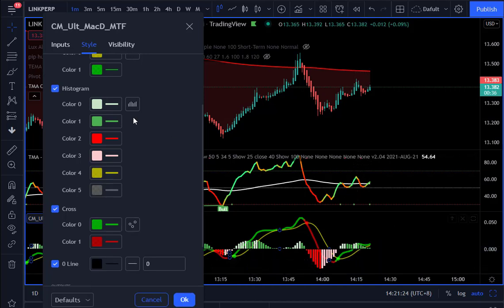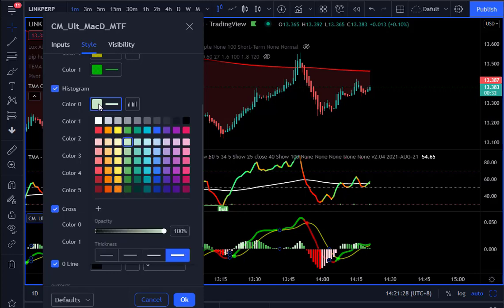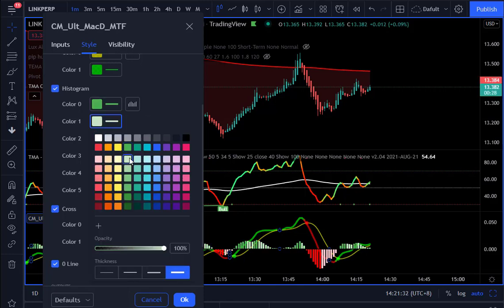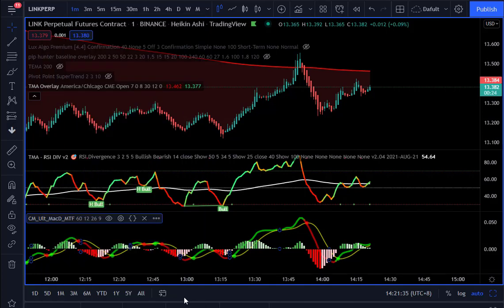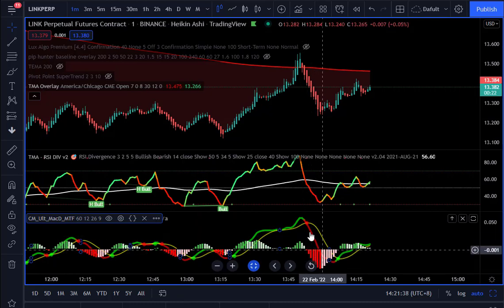And this one, the green. Let me see. The green is the wrong way. Okay, it should be this way. Yeah, correct. All right, make sure it looks like this after you change that.